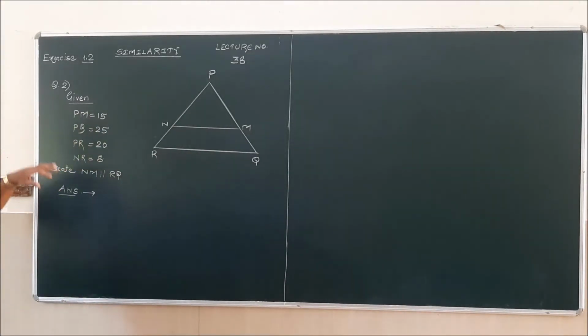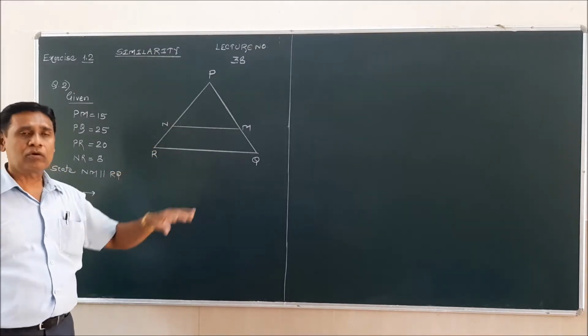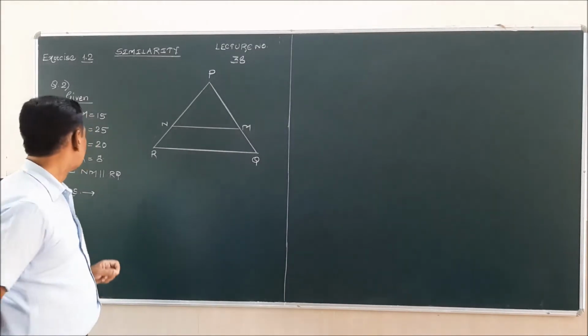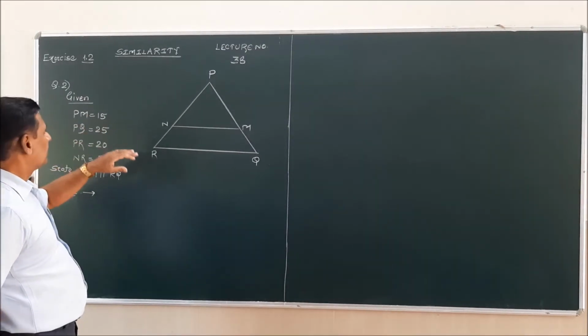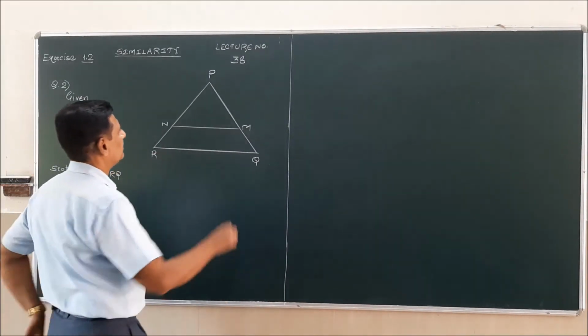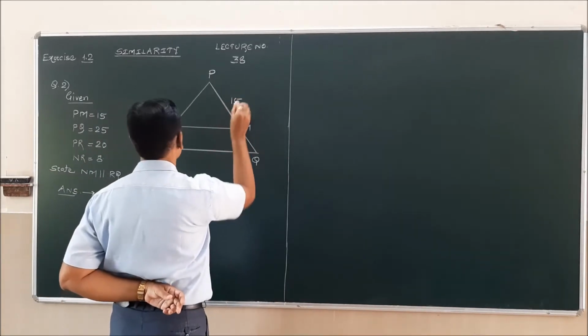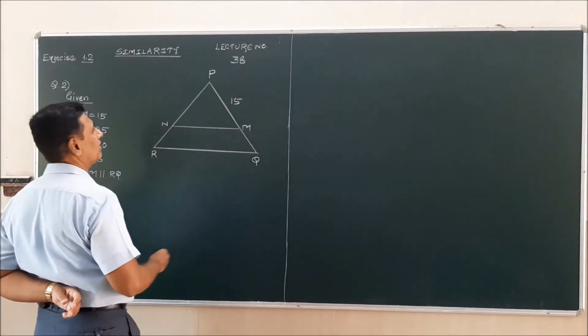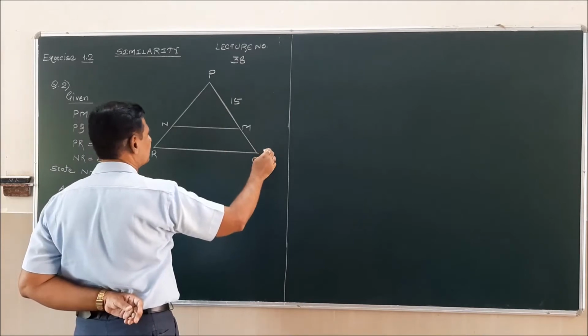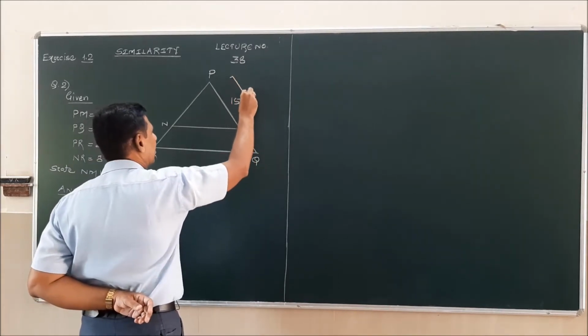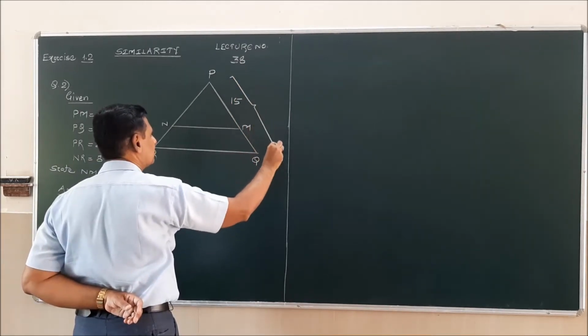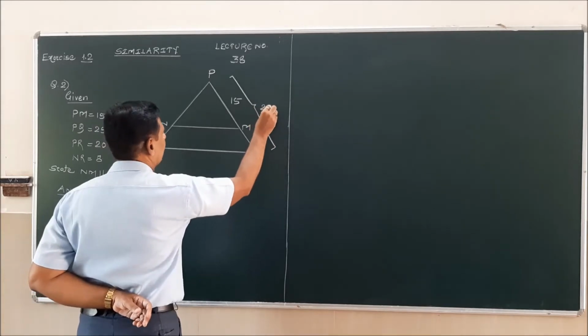Last time we finished question number 1 of exercise 1.2. Now I am going to do question 2 of 1.2. The figure is given over here, and in this figure they have given the dimensions of PM as 15. Next to that, PQ is given as 25 in total. Try to understand this. This is 25.